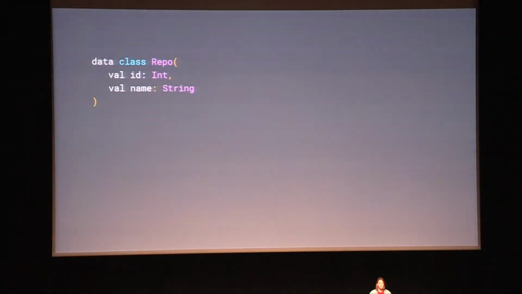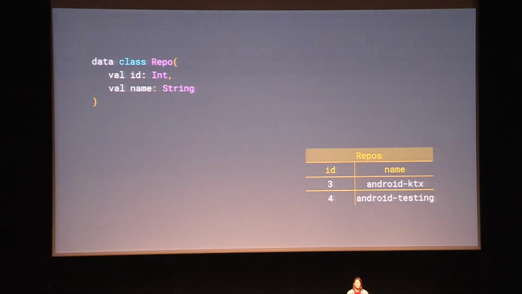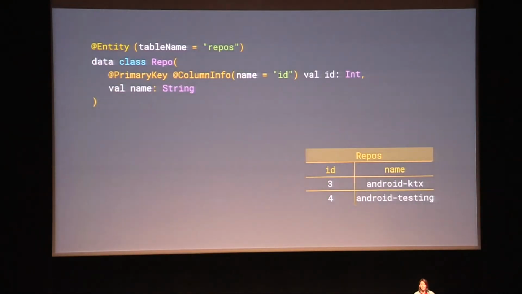Let's say that we have a Repo class. This would be a mapping of a GitHub repository. Our repository would have an ID, a name of the repository, and other information. And we want to have a table in the database that corresponds to this kind of object, where every row in the database is actually an object of that type. In order to do this, in Room, we use the @Entity annotation. More precisely, we annotate our classes with @Entity.